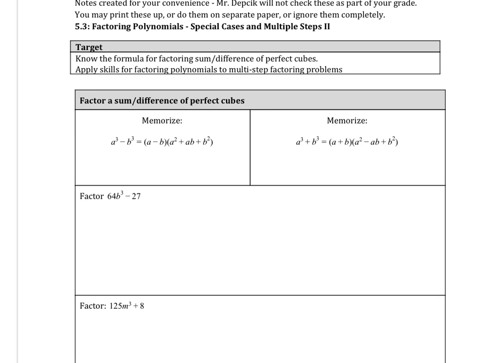Another kind of factoring you might see once in a while is this difference or sum of perfect cubes. So perfect cubes is not something you're probably totally familiar with. I'll just give you some quick examples. This number here, 64, that's a perfect cube because it's 4 times 4 times 4.